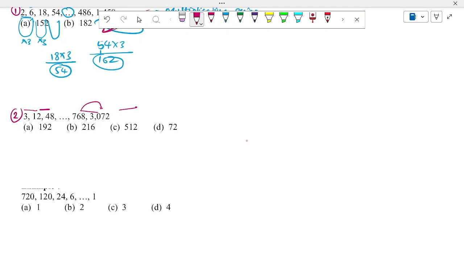So try to multiply some number with this so that you will get 12. So 3 into 4 is equal to 12, and 12 into 4 is equal to 48. So 48 into 4 is equal to 192. So option A is the correct one.